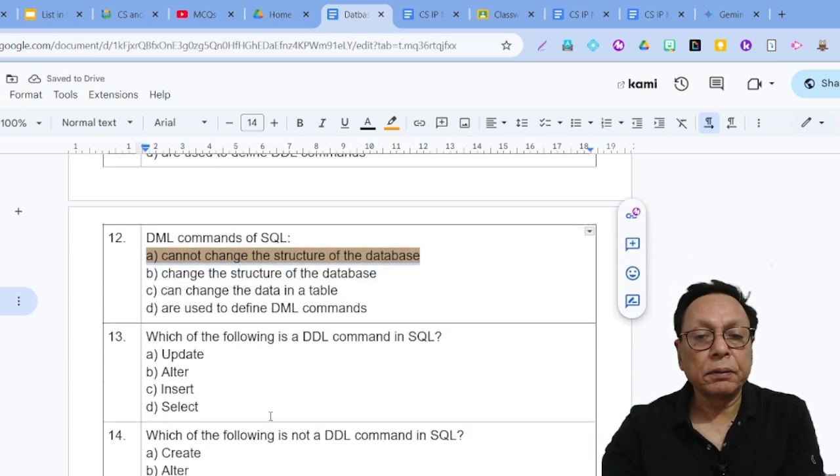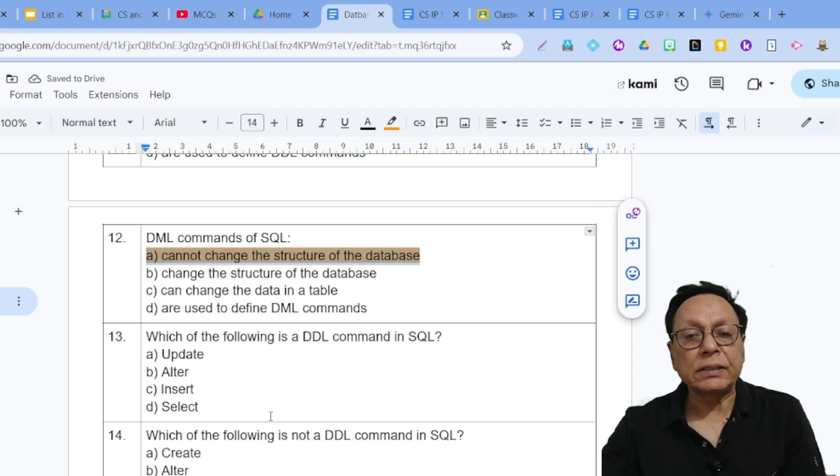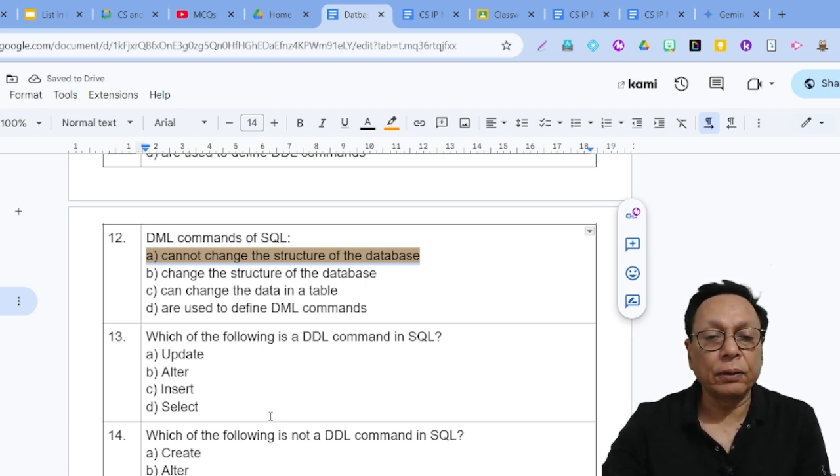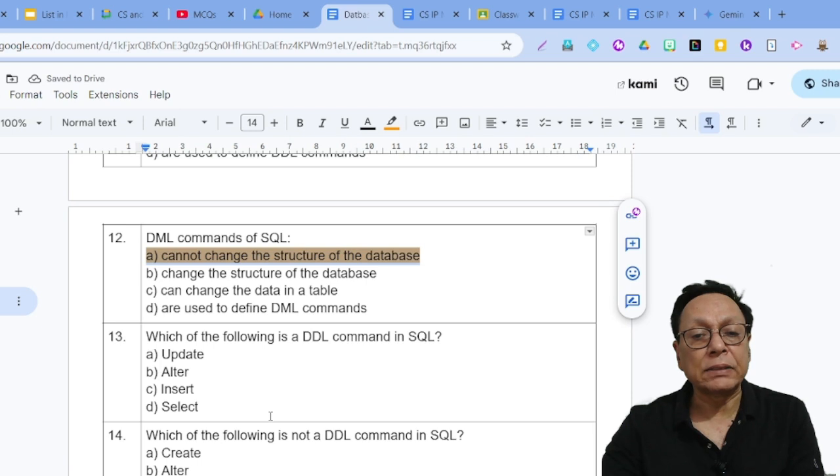Question number 13. Which of the following is a DDL command in SQL? Out of these four options, update, alter, insert and select, alter is the command which belongs to the DDL category. So I'll go with option B.